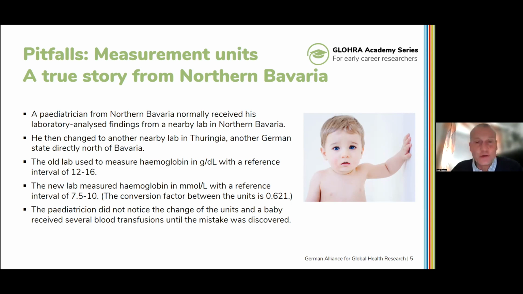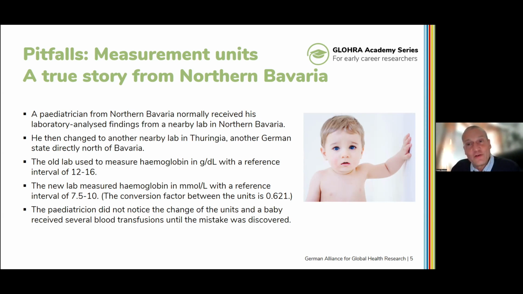But what you should know, if you're not from Germany, is that Bavaria belongs to the western part of Germany, and Thuringia is the eastern part of Germany. In Western Germany, the labs used for hemoglobin the old units, gram per deciliter, and the reference interval was 12 to 16. In East Germany, before Germany was unified, they used the so-called SI units, the standard units, which are micromole per liter, and this is slightly different. The reference interval is here 7.5 to 10. The factor to get from gram per deciliter to micromole per liter is just 0.621.